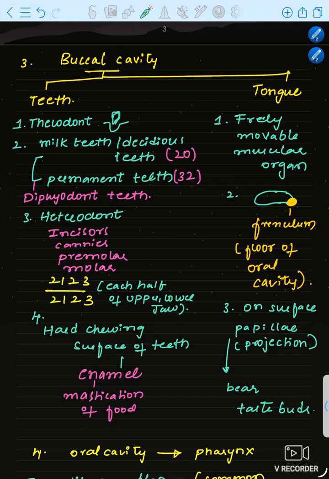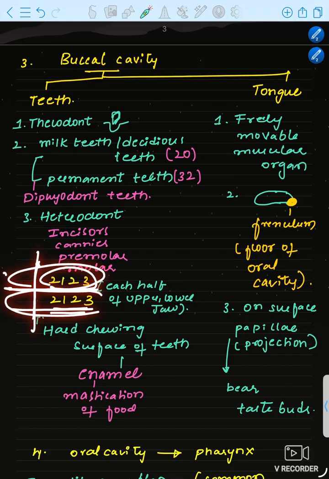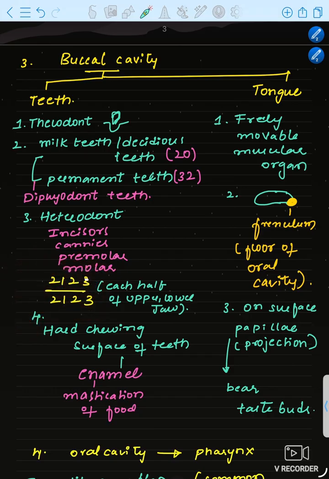Actually, what is the dentition? Here you can see the dentition, 2123 by 2123. This is just in the upper jaw. This is the lower jaw. Imagine this is upper jaw and this is lower jaw, and it will be divided into half. Here also 2123 will be there, 2123. Okay, if you remove this 2, because premolars will not be present, 0, and here third molar will not be present, that's why 2. And if you count 2, 3, 4, 5, 10, 15, 20. So like the 20 deciduous teeth. And permanent teeth, if you calculate 2, 1, 2, 3, then you will get 22 teeth.